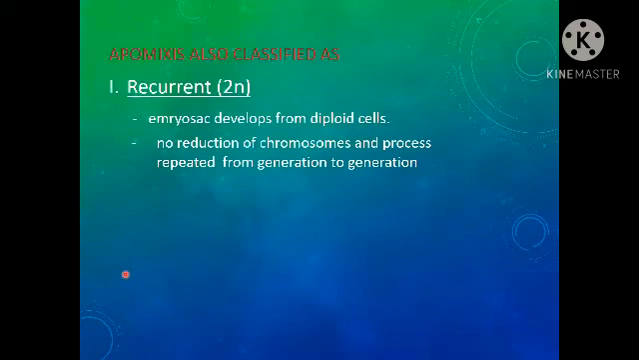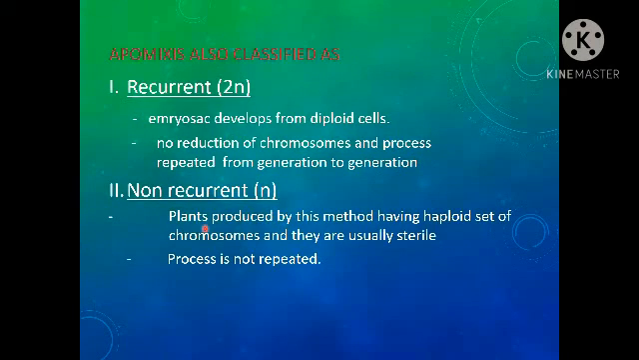Coming to the classification of apomixis. First, recurrent apomixis, where the embryo sac develops from diploid cells and there is no reduction of chromosomes, and the process is repeated from generation to generation. And coming to non-recurrent apomixis, the plants produced by this method have a haploid set of chromosomes and are usually sterile. The process is not repeated as in recurrent apomixis.